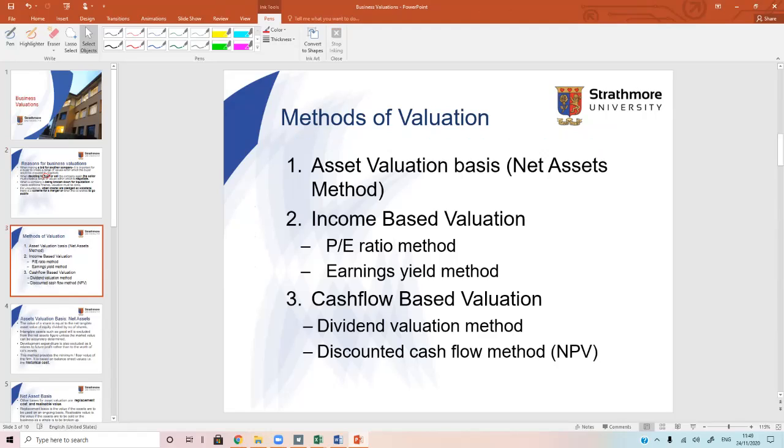Then you have what we call income-based valuation. You can use two methods, the P/E ratio as well as the earnings yield method. And lastly, you have the cash flow-based valuation, which we may not discuss at this level. In advanced financial management, we will discuss that. The common methods you normally use at this level are the first two, the NAV as well as the income-based valuation. So let's begin with the NAV, the net asset value method.